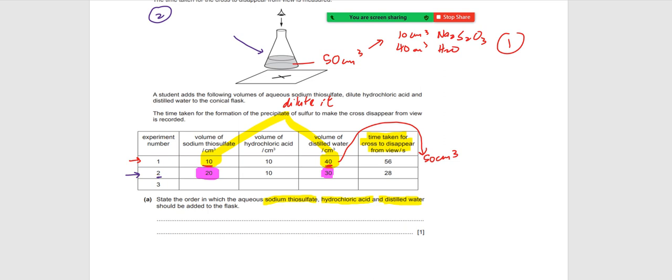No. It is dilute hydrochloric acid, not diluted hydrochloric acid. You see, the hydrochloric acid is always the same one. We don't change the hydrochloric acid. We add the hydrochloric acid last. Hydrochloric acid is always fixed. We dilute the sodium thiosulfate. Understand? It's called dilute hydrochloric acid. You're not diluting the hydrochloric acid.